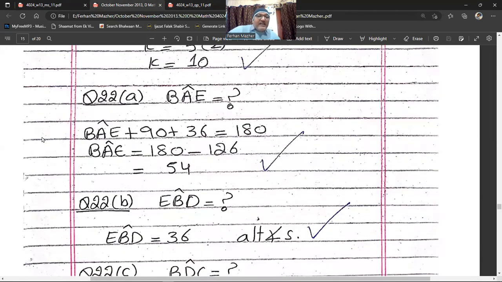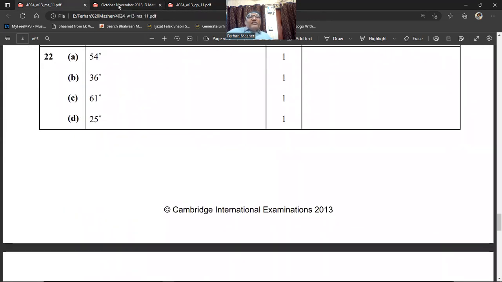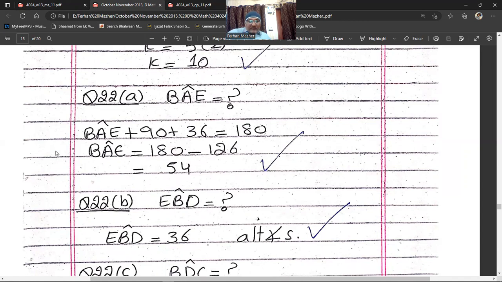Okay, so BAE is the question. Angle BAE plus 90 plus 36 will be equal to 180. So the BAE angle will be equal to 180 minus 126, and that BAE angle will be equal to 54 degrees. 54 degrees. Let's check. 54 degrees is the right answer, sir.